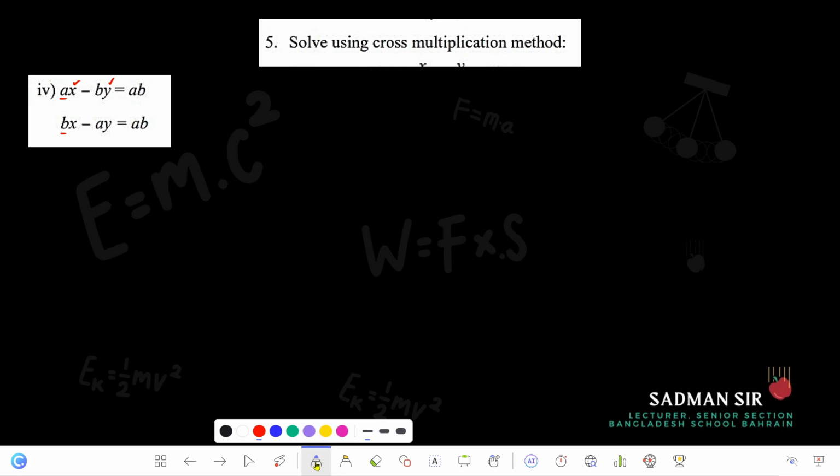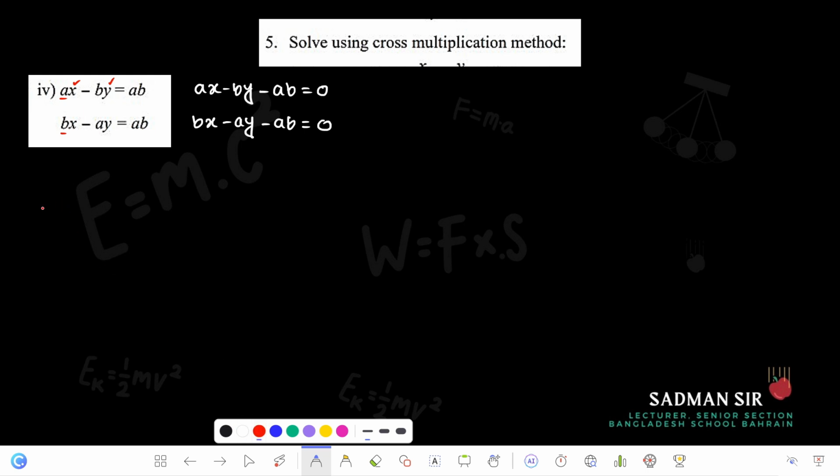Okay. So in the cross multiplication method, what we need to do is make sure that the right hand side is 0 first, correct? So according to that, what we will write is ax minus by, this ab that is on the right hand side, if I bring it to the left hand side, it will become minus ab and the right hand side will be 0. And here bx minus ay, the second equation, it will also be minus ab and the right hand side will be 0. Now here we can apply the cross multiplication method, right?